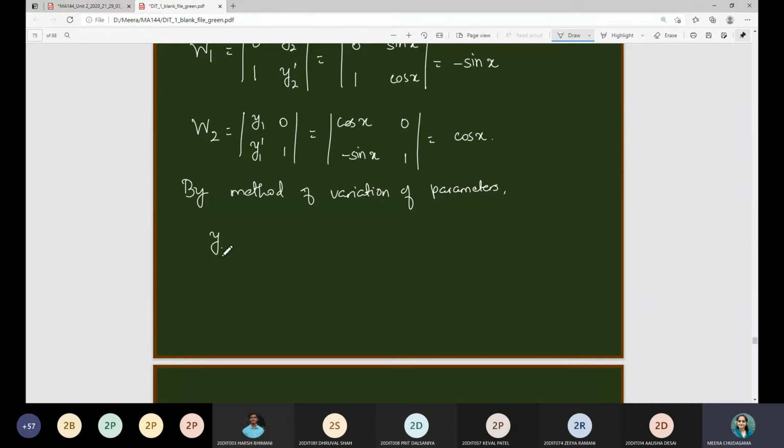What is the formula? yp of x is equal to y1 of x u1 of x plus y2 of x u2 of x. And you can write it directly, here we have just two cases. So let me write it directly, substituting the values of u1 and u2. So y1 of x into, what is u1? It is the integration of w1 upon w, r of x dx, plus y2 of x into the integration of w2 upon w, r of x dx. This is the formula.